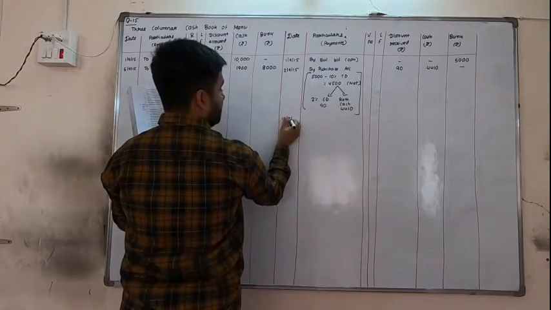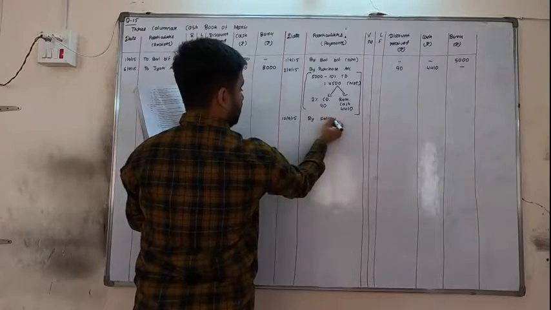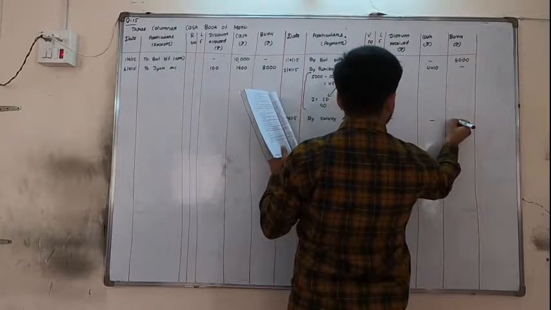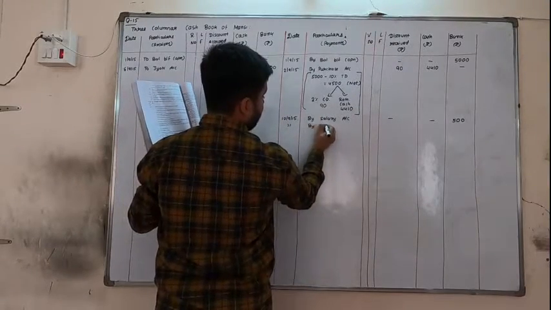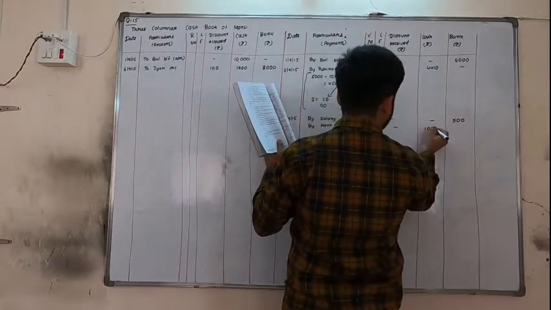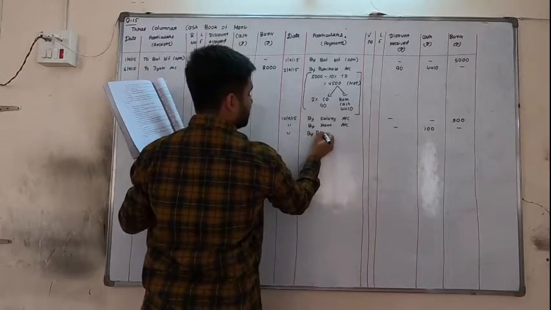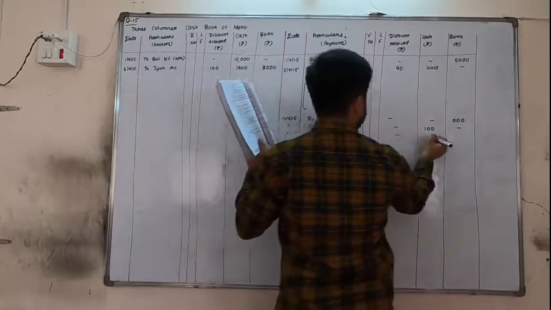On 10-9-15, by salary account. We are paying the salary through bank of rupees 500. On same date, by rent account, we are paying the rent through cash rupees 100. Also on the same date, bank is debiting bank charges, so we'll credit side by bank charges rupees 3.